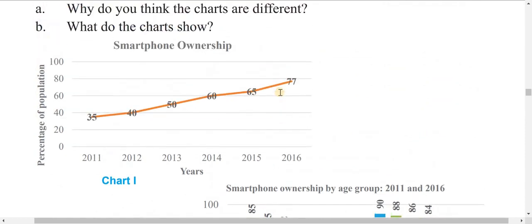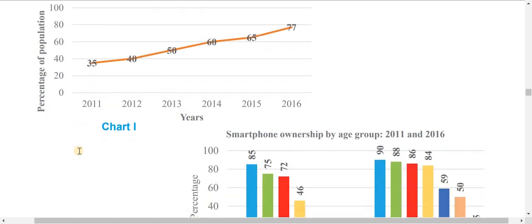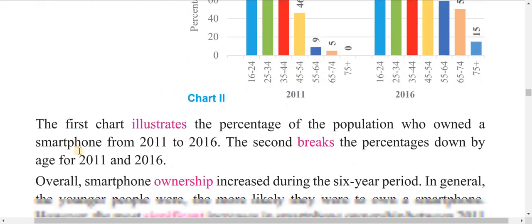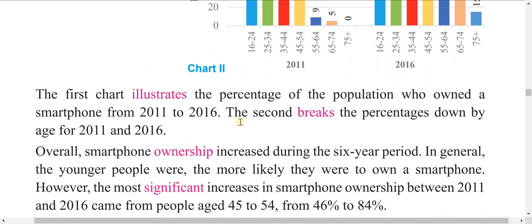The first chart shows the percentage of people who owned smartphones from 2011 to 2016. The percentage increased. In the second chart, it breaks the percentage down by age for 2011 and 2016.